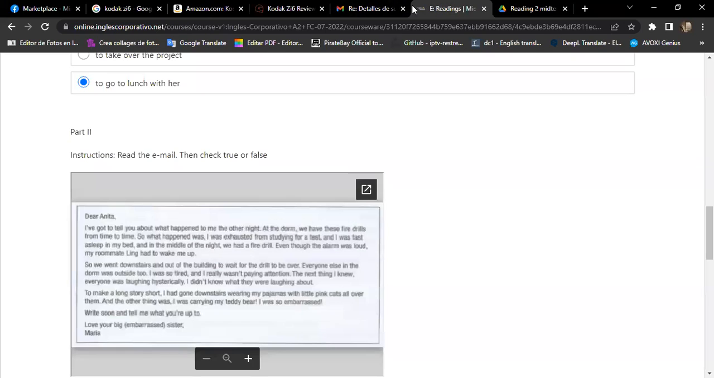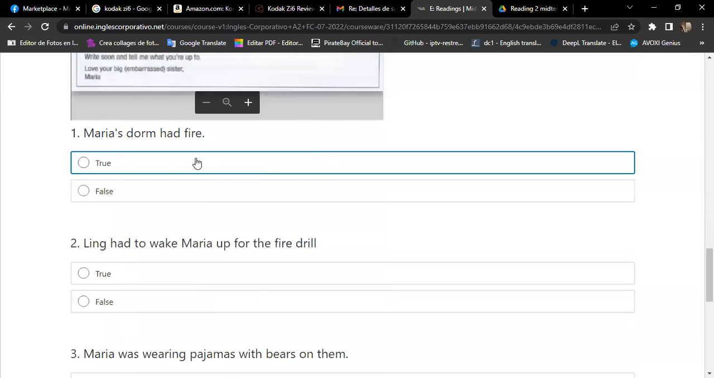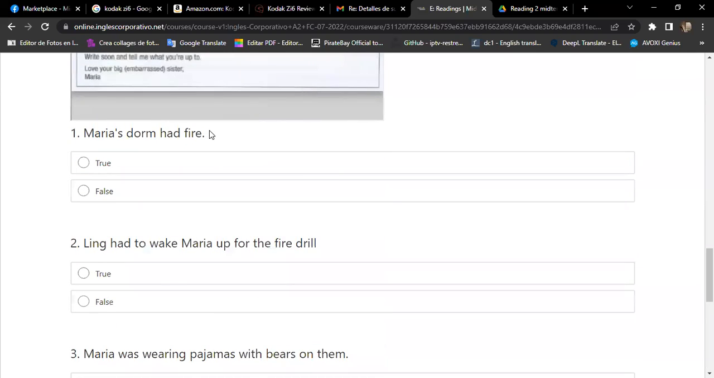All right, so let's do the exercise here. It says, Maria's dorm had a fire? False.